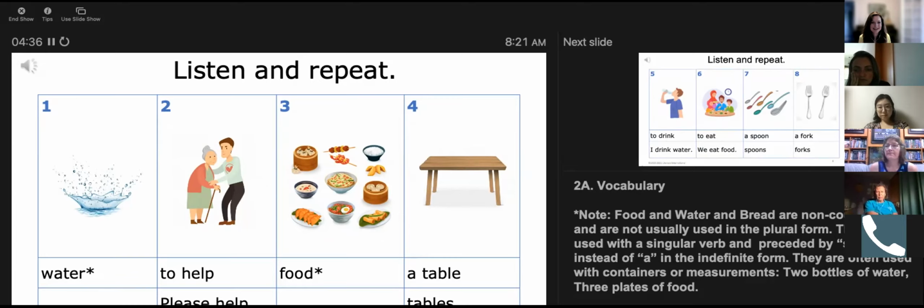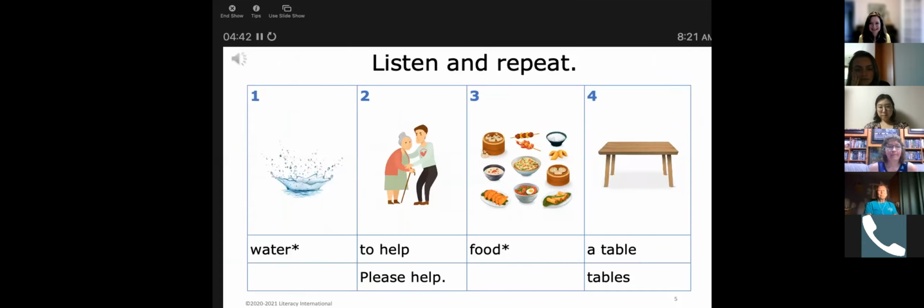All right, any questions? Now we'll go on to the next one, number 2. And this one is a verb. And so verbs are always preceded with the word to when we teach them. So it's to help. You can see in the picture, the man helps the woman stand, to help. And they give a little sentence here also, please help. So that's a common sentence we would use with the word help.